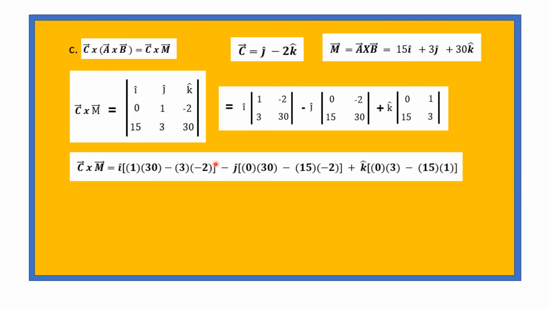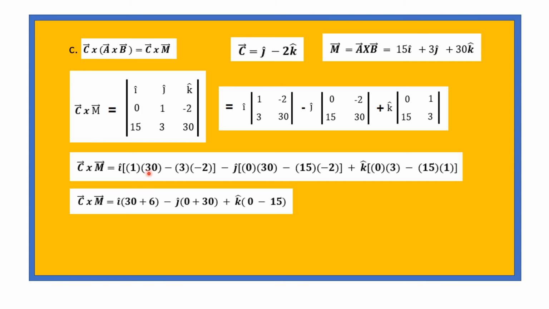For I hat, beginning here in this direction, we have 1 times 30, and then minus, always minus, 3 times negative 2. Then minus J hat, we have 0 times 30 and then minus 15 times negative 2. Then plus K hat, we have 0 times 3 and then minus 15 times 1. So this is 30 plus 6, since negative 3 times negative 2 gives the product 6. Then minus J hat, this is 0 plus 30, since negative times negative, 2 times 15, is 30. Plus K hat, so we have 0 minus 15.